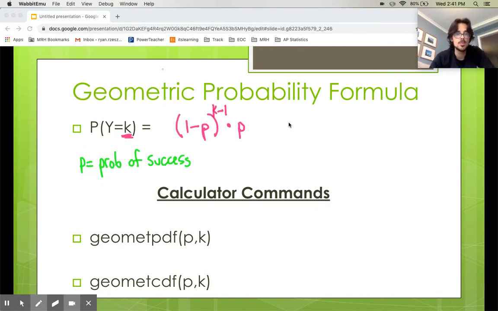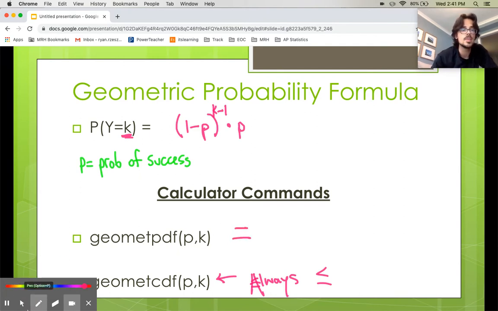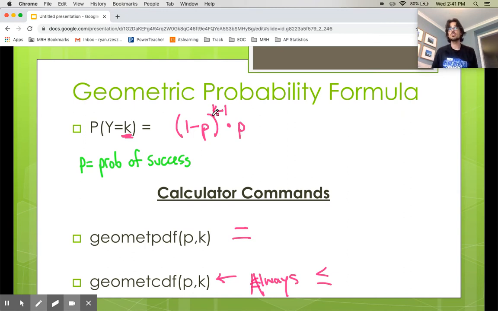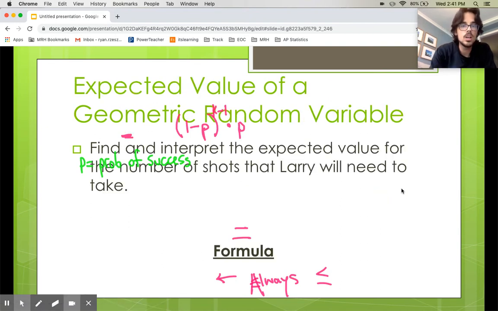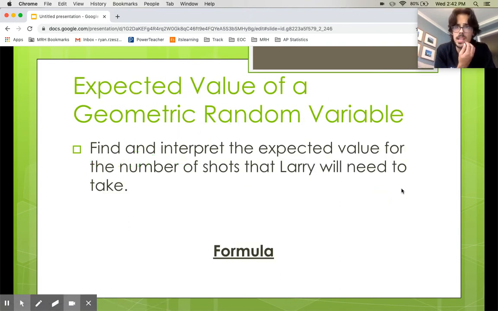And same as before, when you do the CDF version, it's always a less than or equal to, and the PDF is for equals. So you have the option of doing that, but the formula, honestly, isn't that bad for geometric, so you may not even want to. You may just use the formula straight up. So let's talk expected value, and let's talk standard deviation.